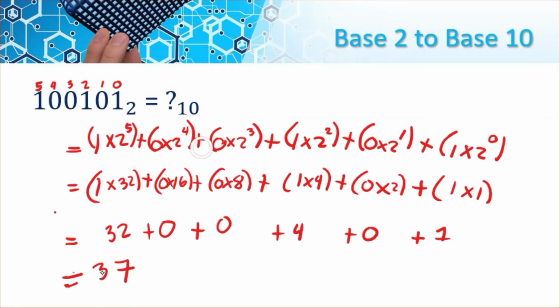So the equivalent of this binary into decimal is equal to 37 base 10. So the answer is 37 base 10. So mao ni ang equivalent nga value into base 10.